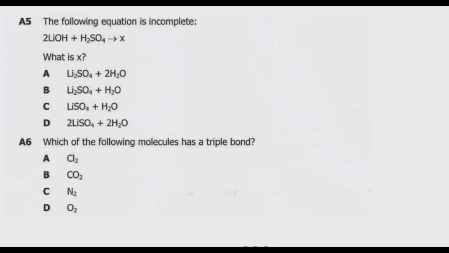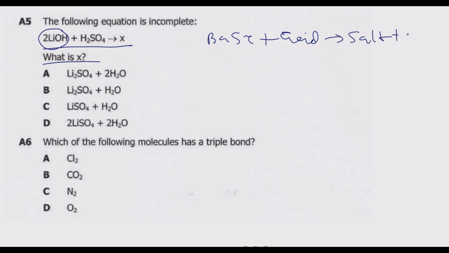Let us look at question 5. The following equation is incomplete. So we have lithium hydroxide reacting with sulfuric acid. Then we have the output X. What is X? So what we need to do is complete this equation. What we know is lithium hydroxide is a strong base, and then we have sulfuric acid. So we are reacting a base with an acid. Then we need to end up with a salt plus water.